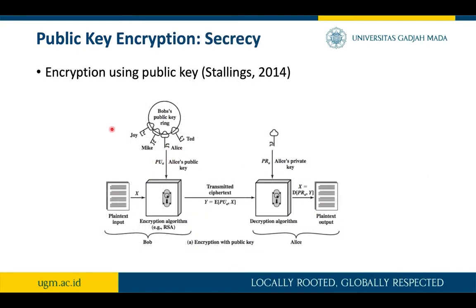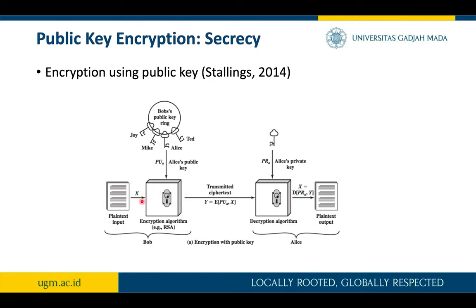This is the illustration of public key encryption. In this case, we use public key to encrypt the message. The purpose of this scheme is for secrecy or confidentiality. So here, Bob needs to send a confidential message to Alice. Bob will use Alice's public key to encrypt the message. Why does he use Alice's public key? Because when the message is encrypted using Alice's public key, it can only be decrypted by Alice's private key. So nobody else will be able to decrypt the message other than Alice herself, because it is only Alice who owns the private key.